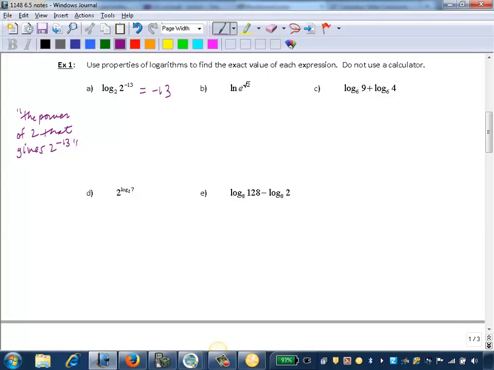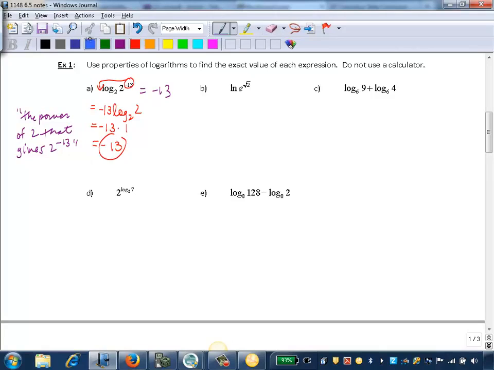We could also use one of the properties that we just looked at that allows us to bring this exponent of negative 13 out into the front. When there's an exponent on the argument, we can bring that out into the front and multiply. So another way to do this is to rewrite it as negative 13 times log base 2 of 2. Now, log base 2 of 2 is 1. The power of 2 that gives us 2, or 2 to what power gives us 2, would be 1. So negative 13 times 1 gives us negative 13. So there are multiple ways to arrive at that same answer using the different properties.